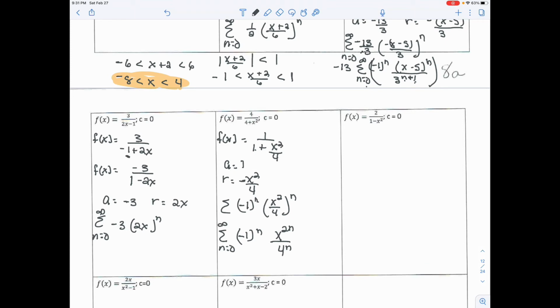For this one, we don't have to do anything to it because it's exactly what we need. So we just have A is 2. R is x squared. It's exactly what we need. So it's just 2x to the 2n.